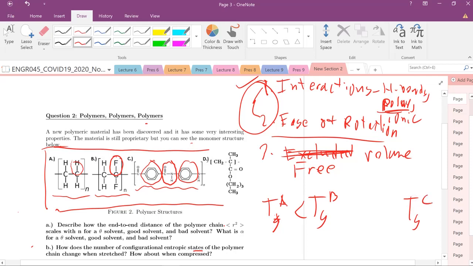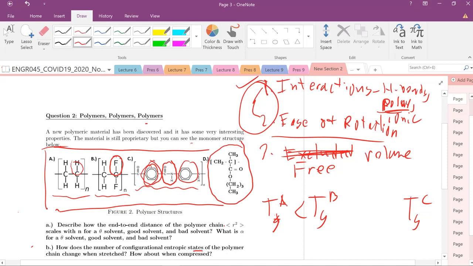Because again, we have both interactions and ease of rotation is very difficult when you have any of these aromatic rings. They're all carbon-carbon, they're just double bonds all around this material. And then finally, we're left with this polymer, polymethyl methacrylate, actually. But anyways, what's going on here?